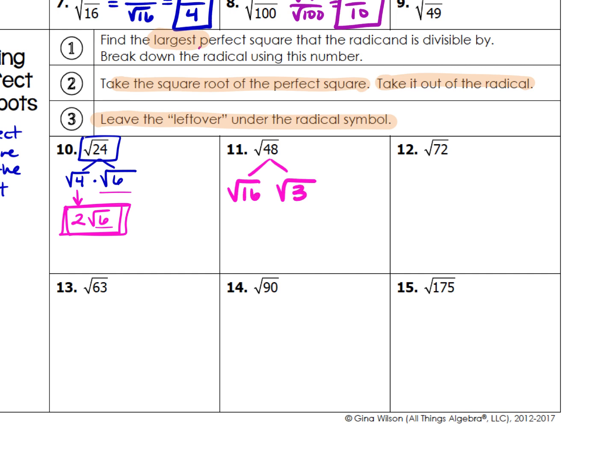So it's going to look like this. What is the square root of 16? 4, right? The square root of 3 we can't do anything with. So you get 4 rad 3. Now type in the square root of 48 in your calculator. You should get 6.928, and it keeps going. Now plug in 4 rad 3 in your calculator, and you get the same thing. If those are equal, you know you did it right, okay?